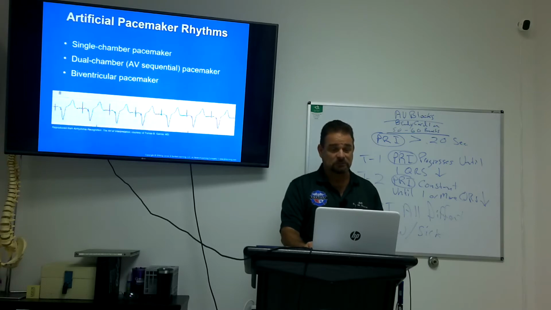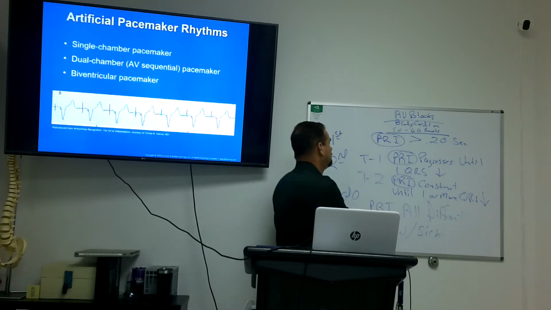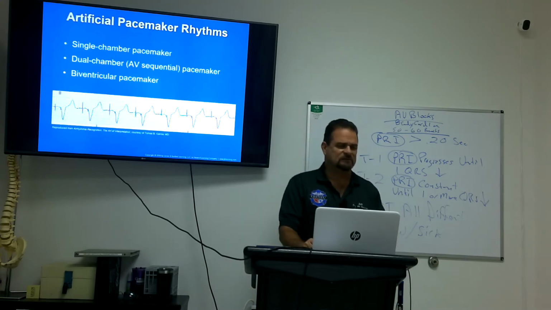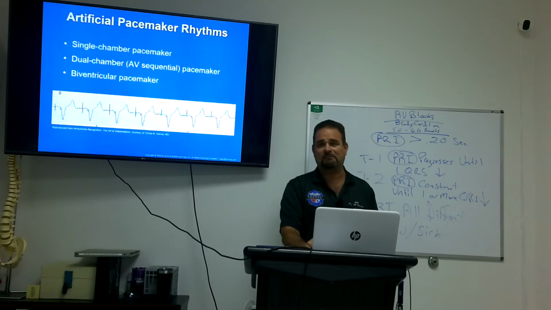Can we do pacing from the external? Absolutely we can. Transcutaneous pacing, or TCP, is the primary treatment for a third-degree heart block. Artificial pacemaker rhythms, again, single-chambered pacemaker. Very unique. You have dual chamber pacemaker, which is on both of the atriums, and then you may also have biventricular, where it paces both ventricles.